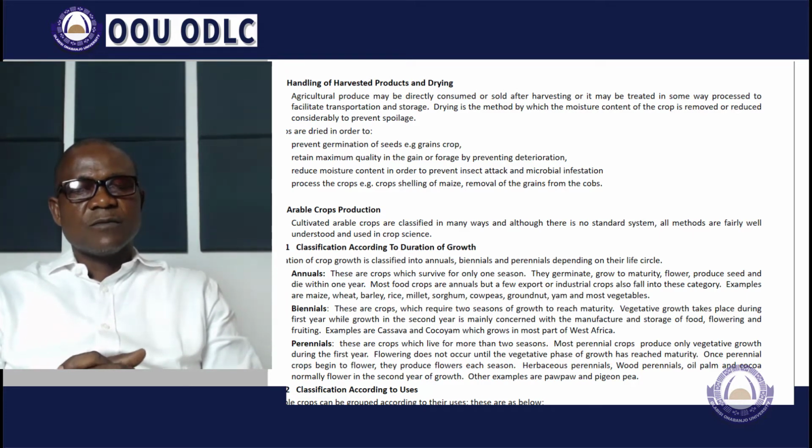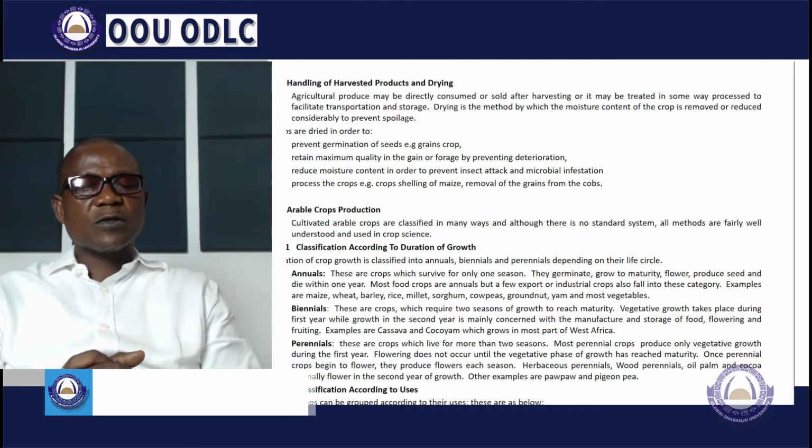Cereal crops. These belong to the family known as Gramineae, and they are cultivated mainly for their seeds. Cereals are by far the most important source of the world's food supply. Examples are maize, rice, sorghum, millet, wheat, barley, rye, and oats.